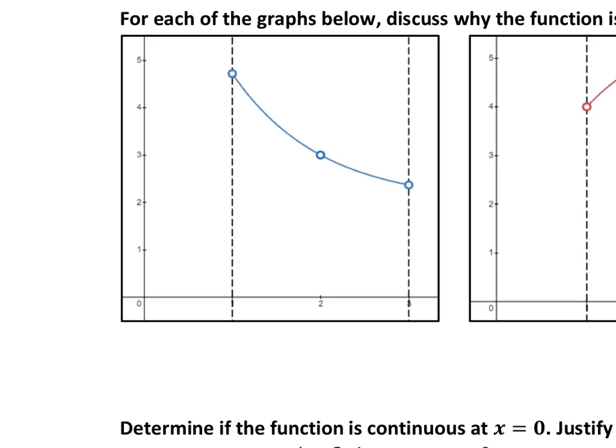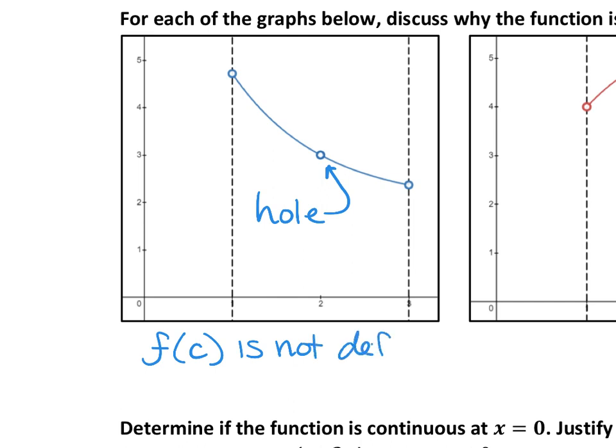In the first graph, what is happening at 2 in this function? It's a hole in the graph. When there is a hole in the graph at the point you are looking at, 2, that's a problem because that means that the function f of c is not defined. The first requirement would be broken. F of c is not defined.